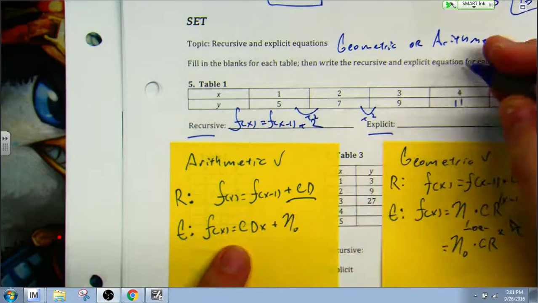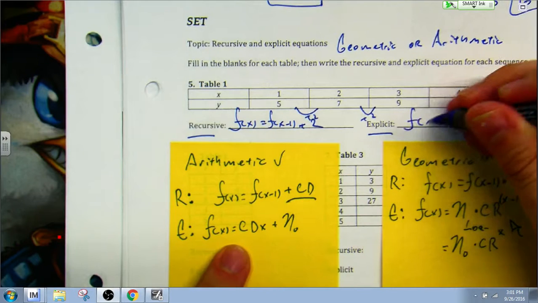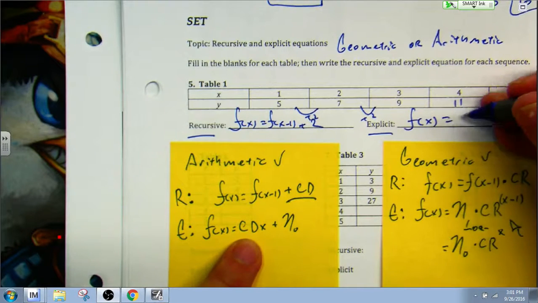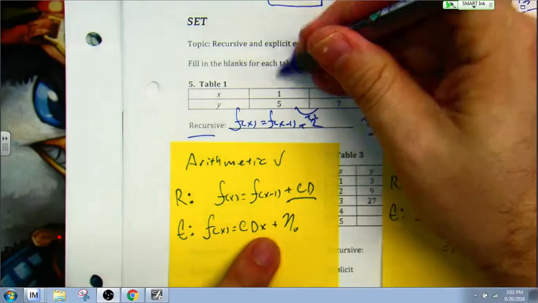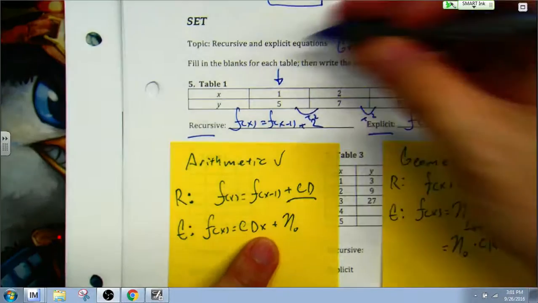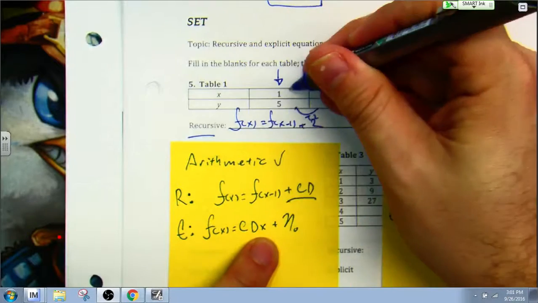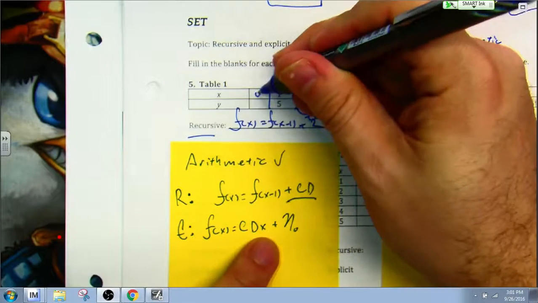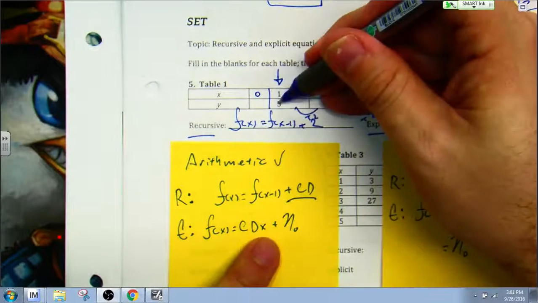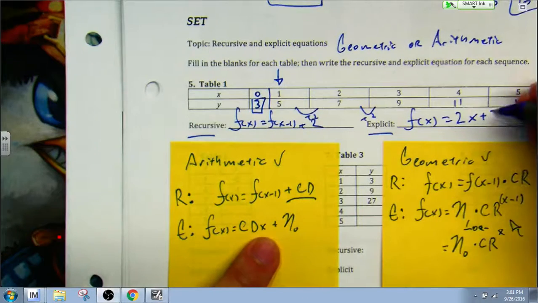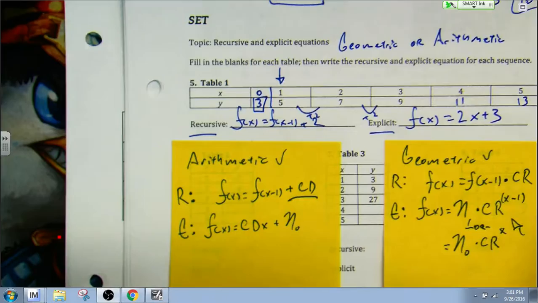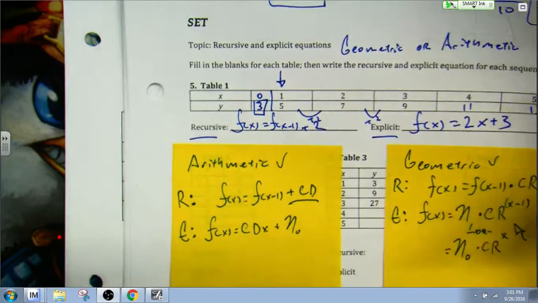The explicit's a little bit more complicated, but not that much harder. My common difference, which is 2, x plus my 0th term. Now I have my first term. I don't know what my 0th term is, so I have to work backwards. If I'm adding 2, well, 5 minus 2 would be 3. So I know that my 0th term is 3. And that's how we find the answer. Go ahead and turn the page.